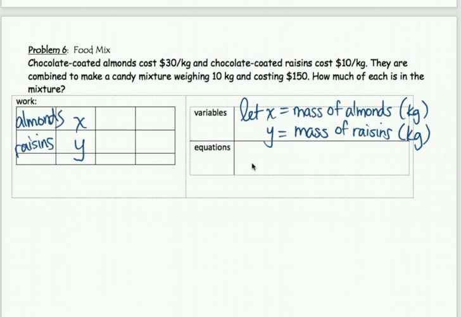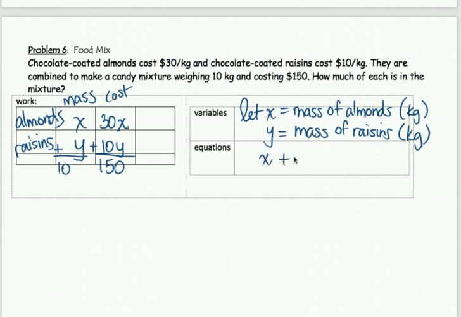Okay, so we know this is the mass. So do we know the total mass? 10 kilograms, okay? And then we have the cost. Almonds cost $30 per kilogram, so we're going to multiply that by 30x, and then the raisins are $10 per kilogram, so 10y. All together, it cost $150. Okay, so it's already been multiplied. We found the total here.